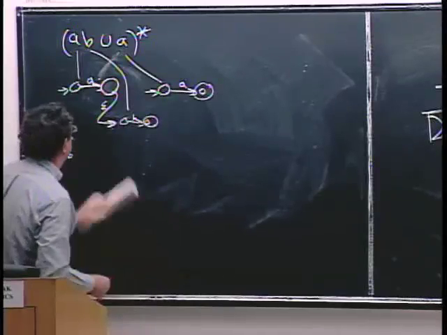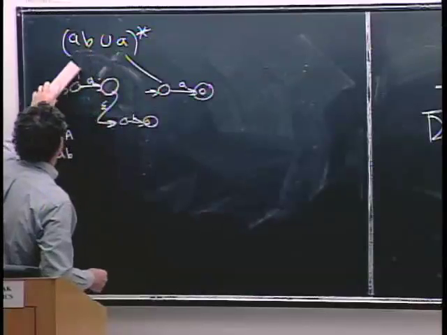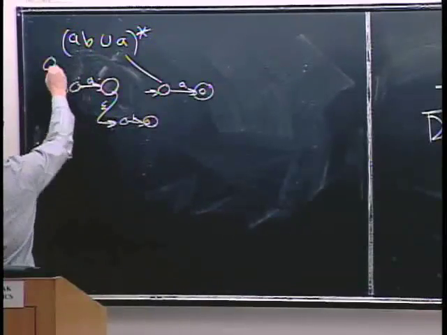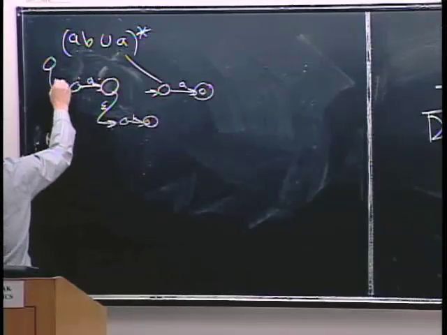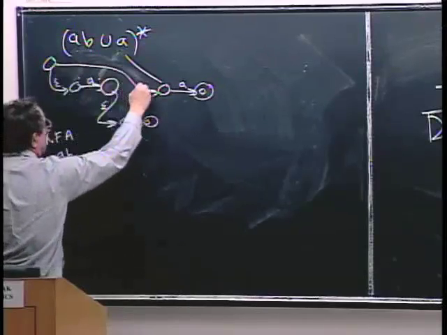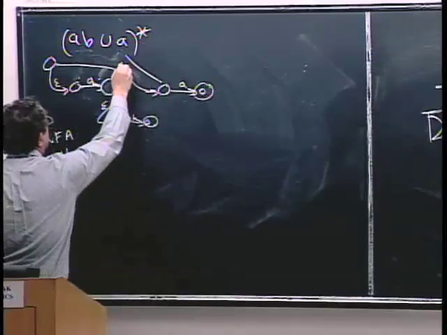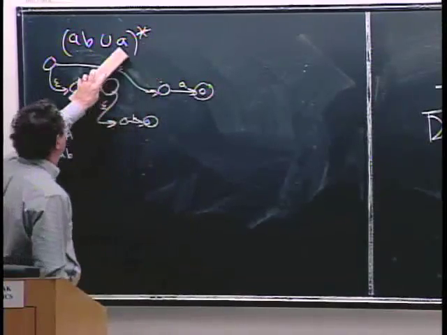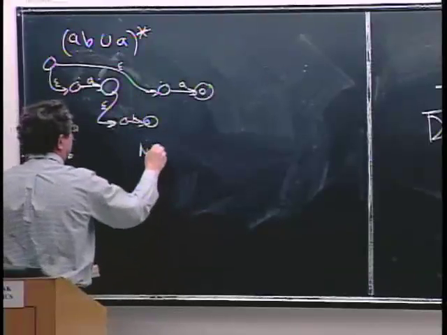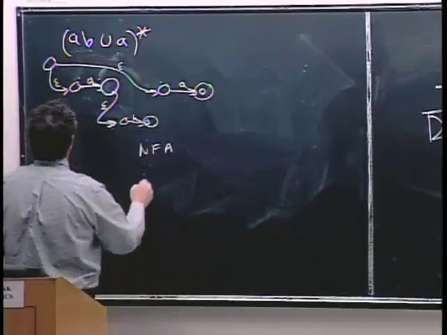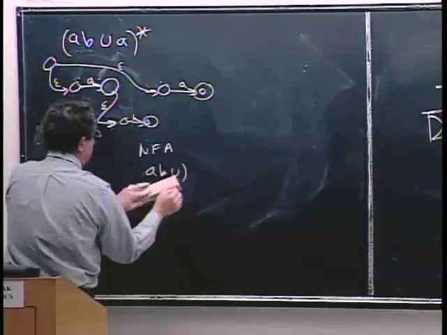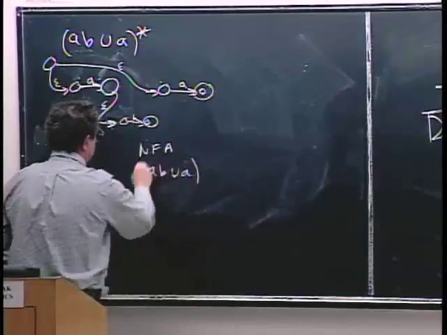You start state that. Right. A little bit messy the way I drew these, but here's a new start state, and it goes to that one by an epsilon, and it goes to that one by an epsilon. Right. So that's now an NFA for AB union A. Okay?